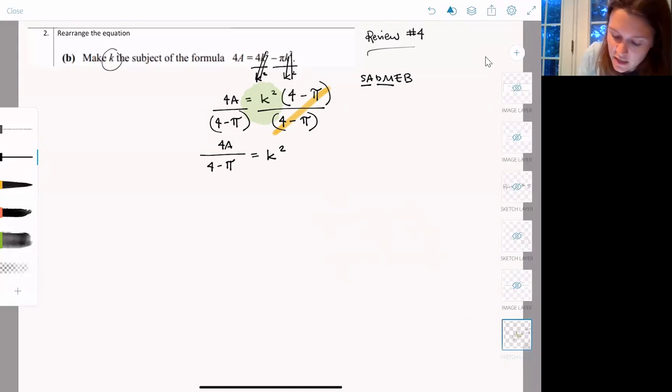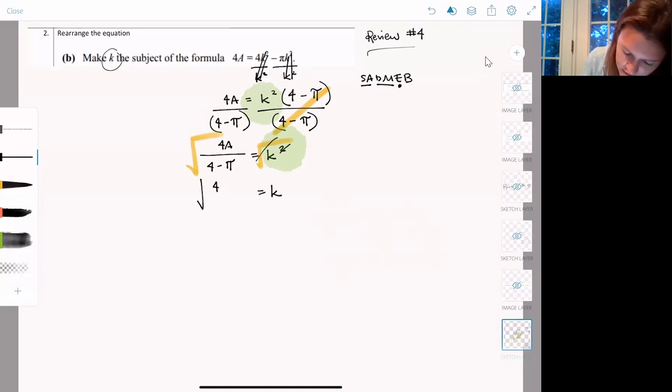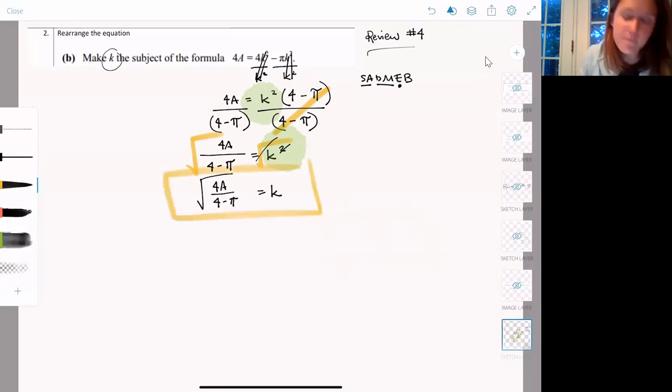And so now that I've done that, I can move on to my exponents. And here I've got that exponent. This is like a really big blob, but whatever. Okay, so the inverse of squared is going to be the square root. So I'm going to square root both sides. This cancels out with that, leaving me just k on the right hand side. And on the left hand side, it is the square root of 4a over 4 minus pi. So that is going to be my answer. And there you go.